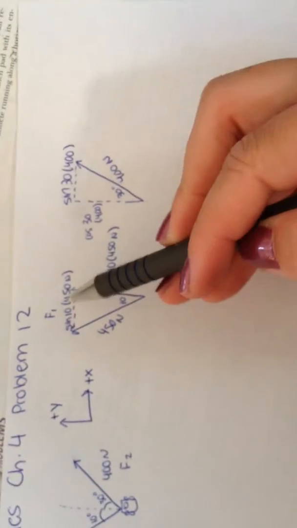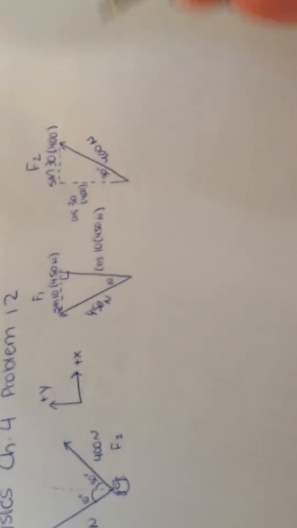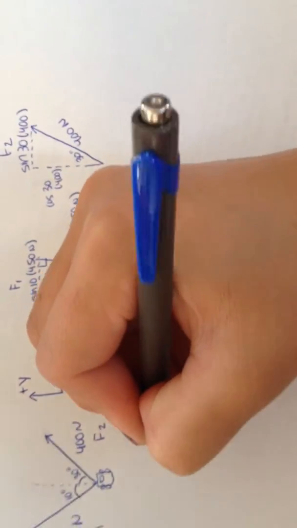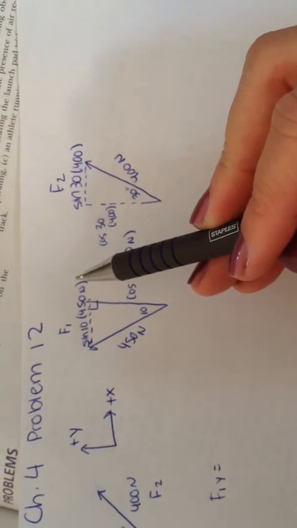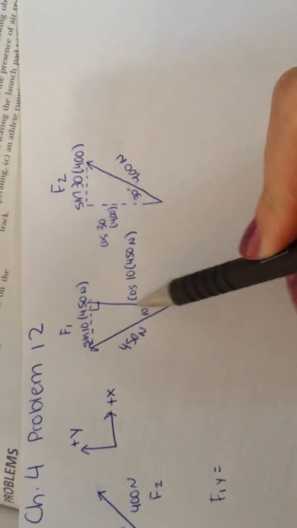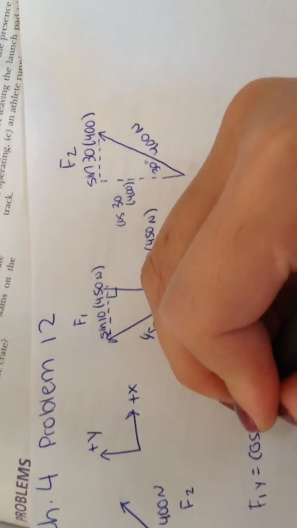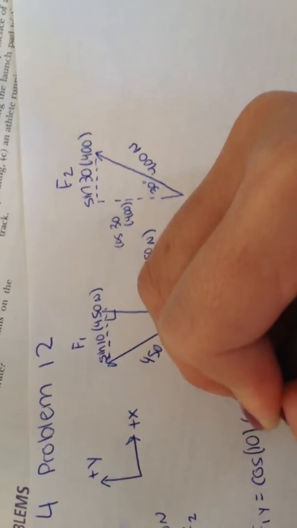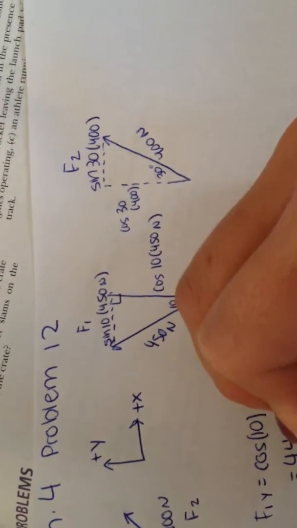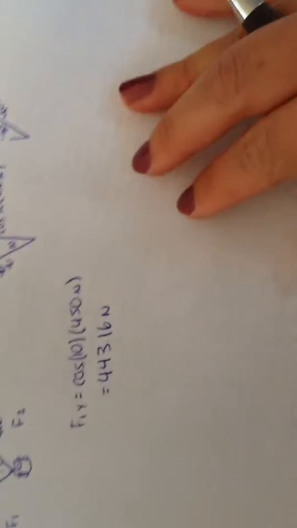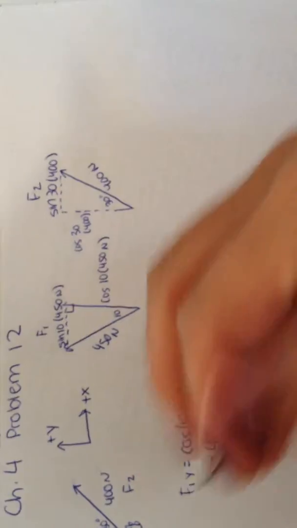And then I'm basically just going to solve for these ones. Oh, this is F2, so I already have the numbers. So F1 in your y direction, which is this, because your y direction's up and down. And that gives you 443.16 newtons.